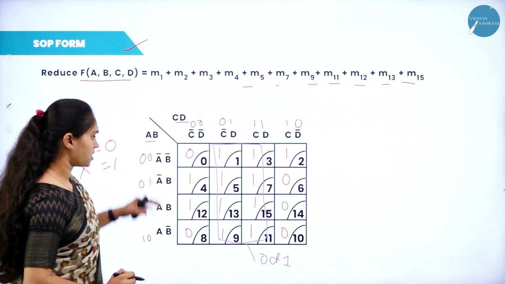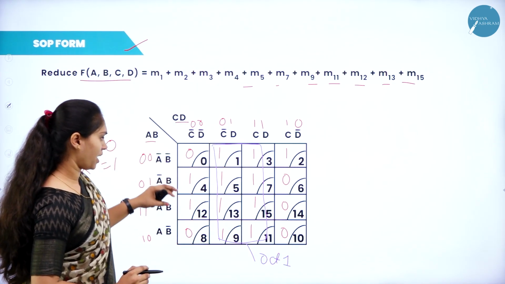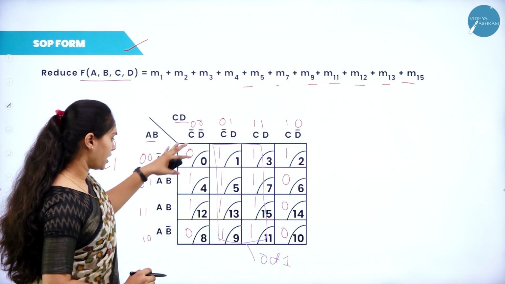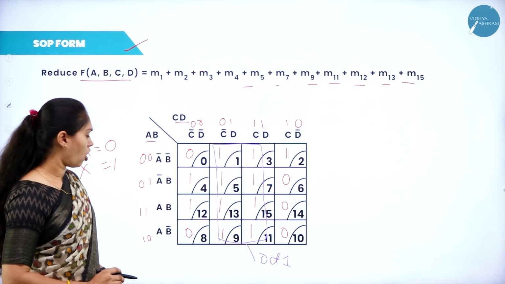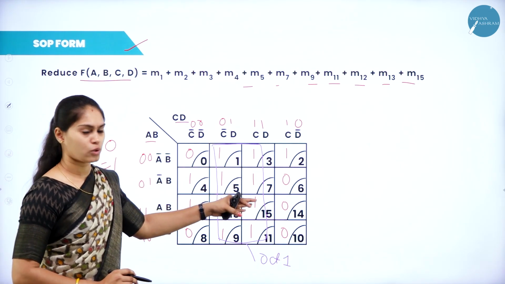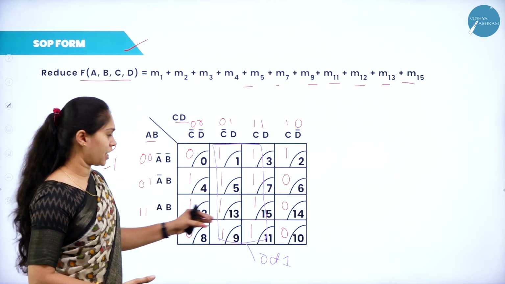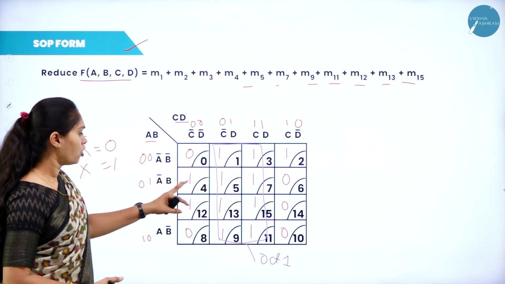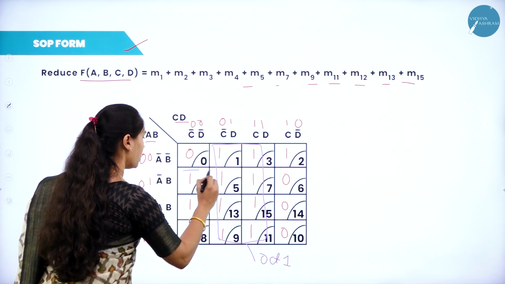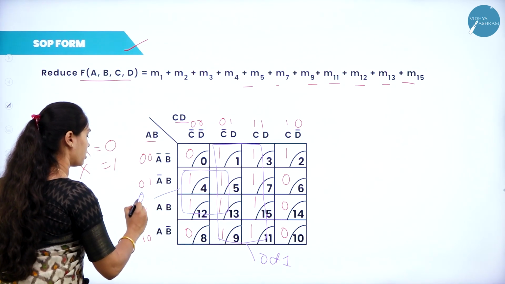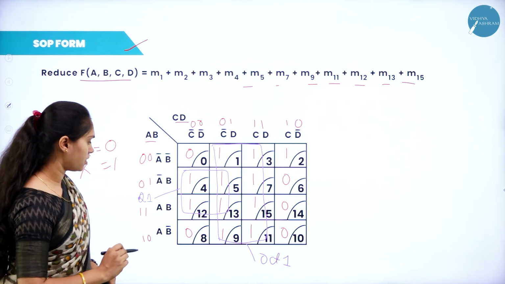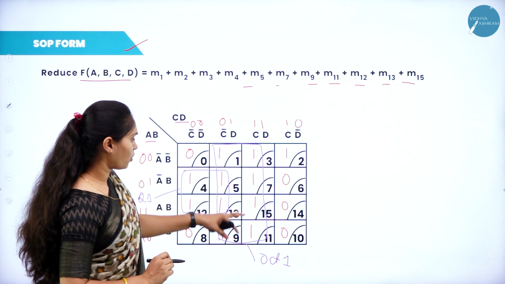Next, is there any chance of making a quad? Again I have to check for an octet, but there is no possibility of having one more octet here. So I will go with a quad. A quad is a collection of 4 consecutive ones. Here I have one more quad. I need to cover the 1 value, so it will be considered as quad 1.